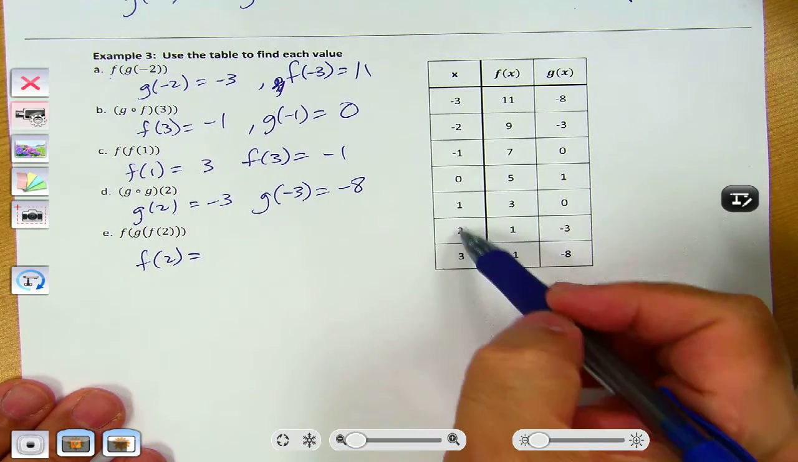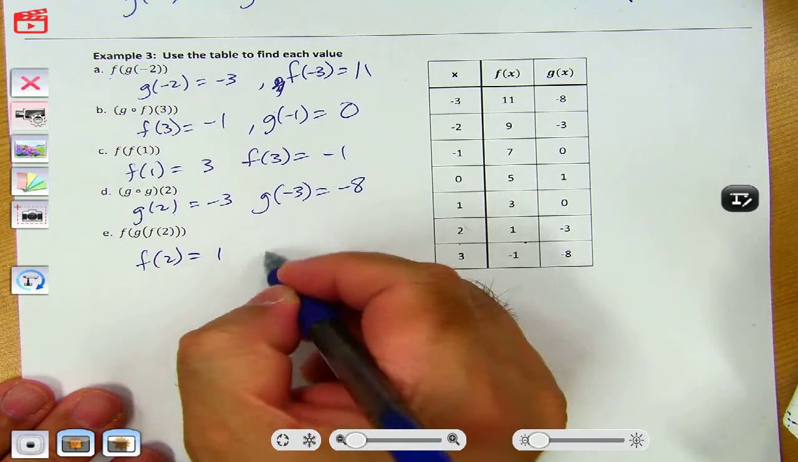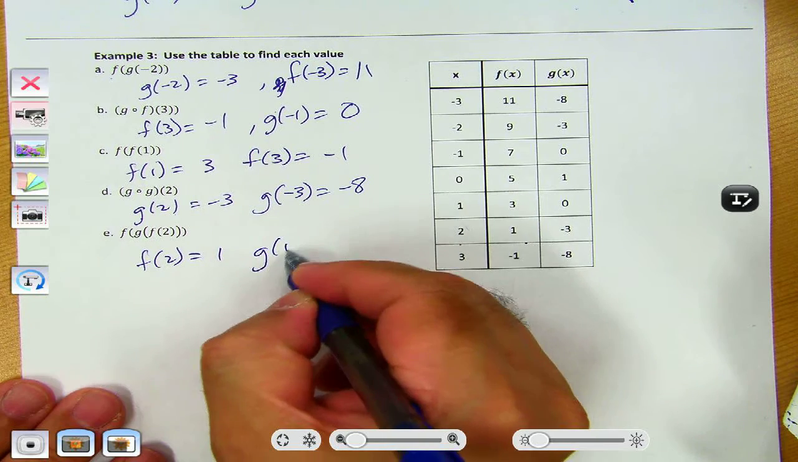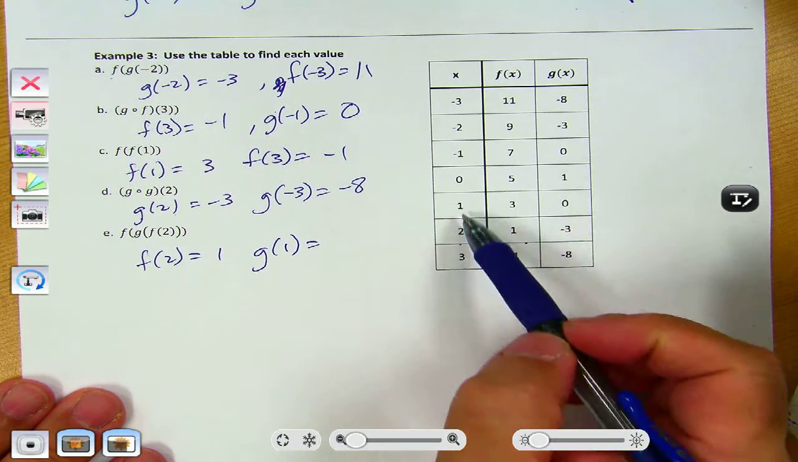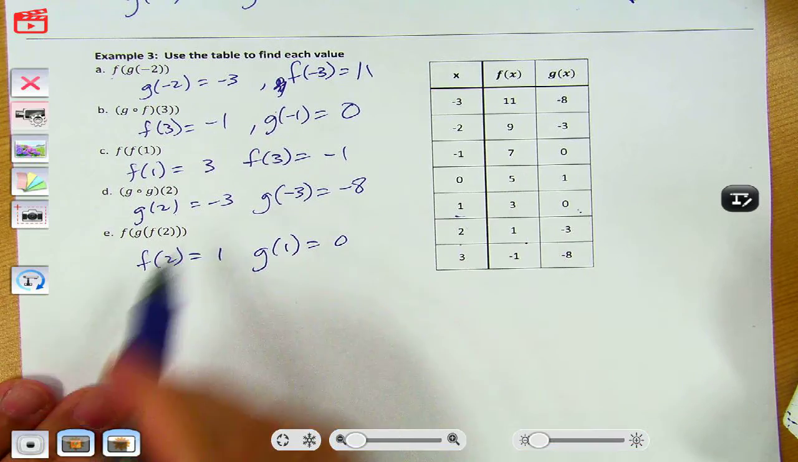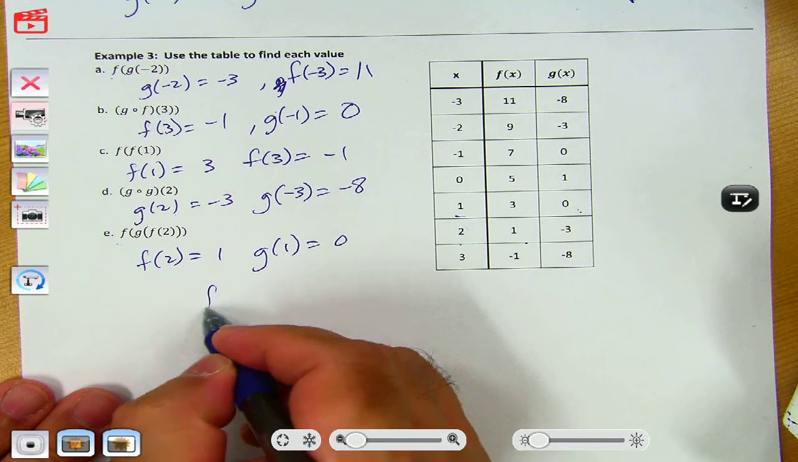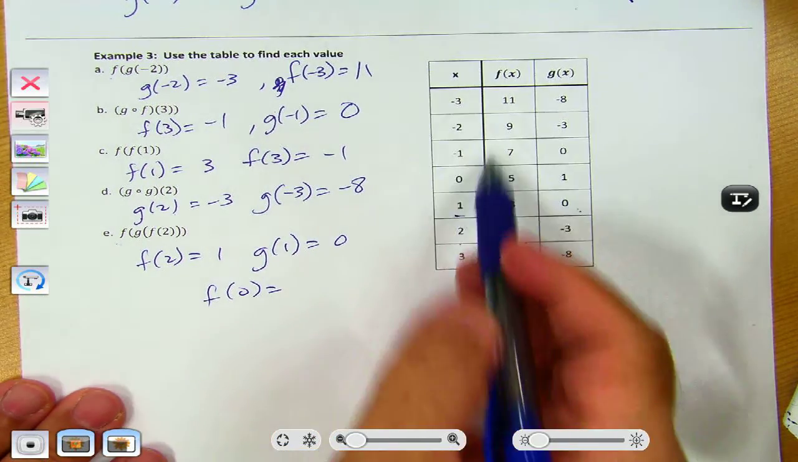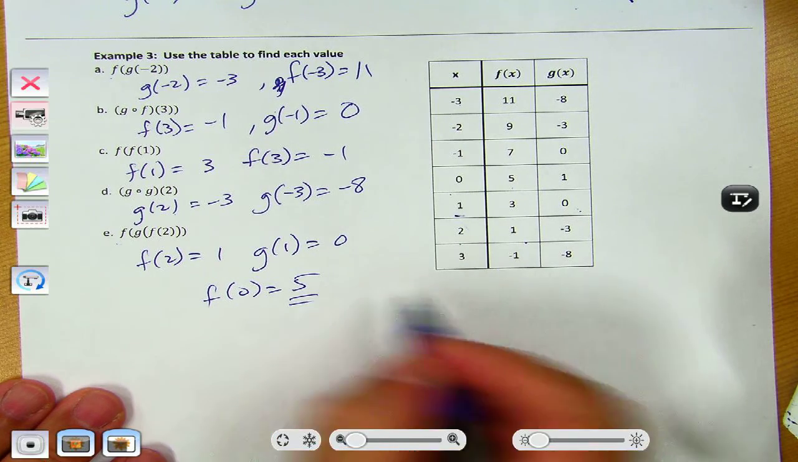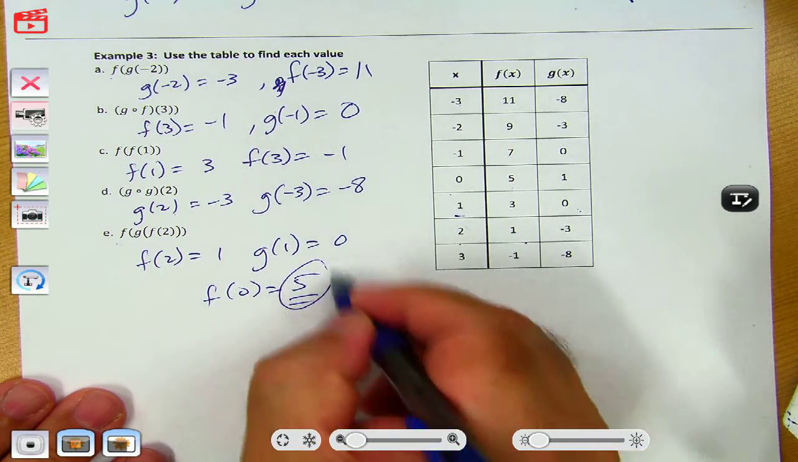Now let's do this one, f of 2 first. F of 2 is 1. So now we're doing g of 1. X equals 1, g is 0. And then we still have another one, so we're doing f of 0. X equals 0, so f is 5. Final answer. Alright, so these are the final answers for these.